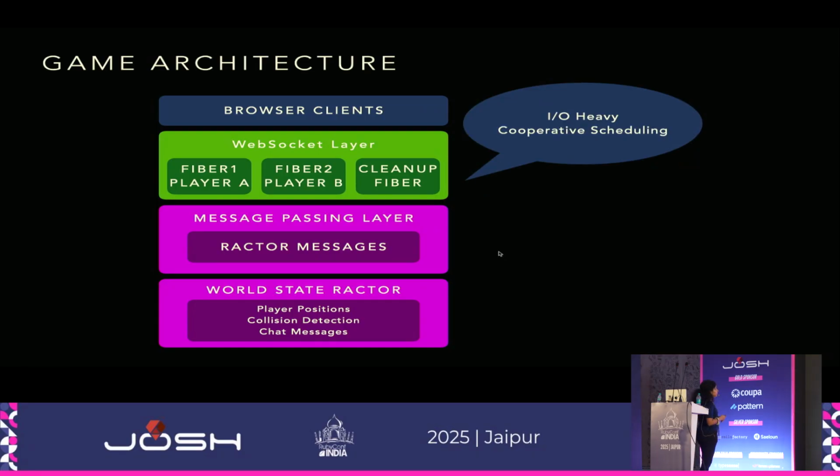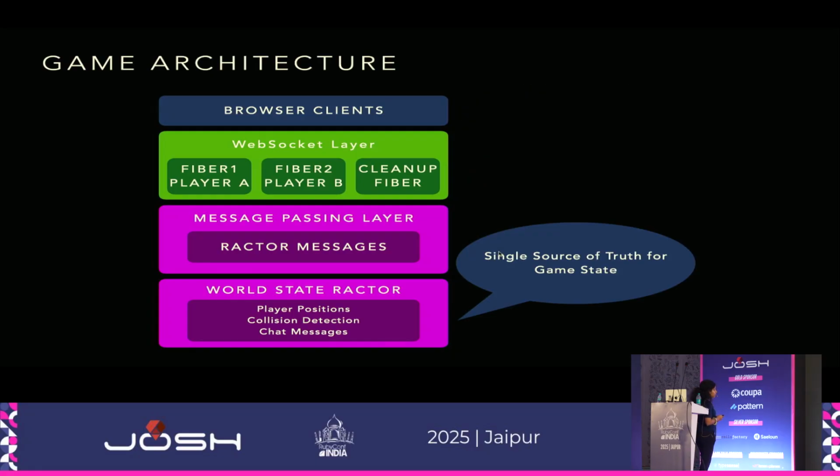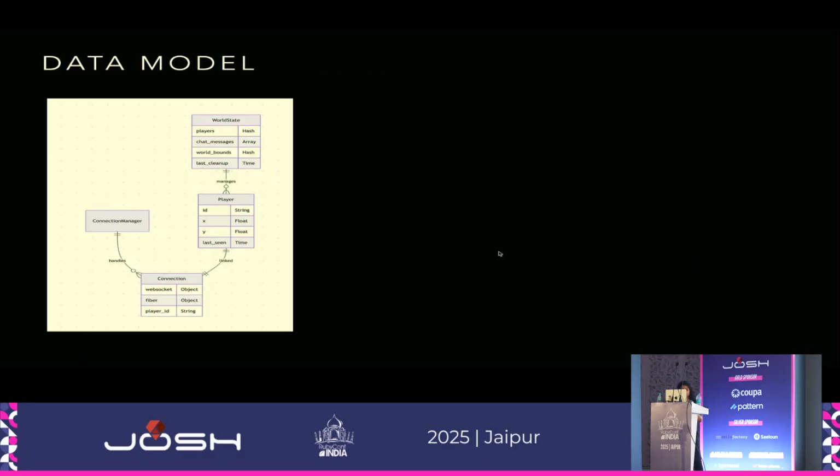So yeah, we talked about this, which is that Fibers is for IO-heavy cooperative scheduling, and Ractors allows us to maintain a single source of truth for the game state. Let's look at our data model. This is beautifully simple. So we have players with their positions.